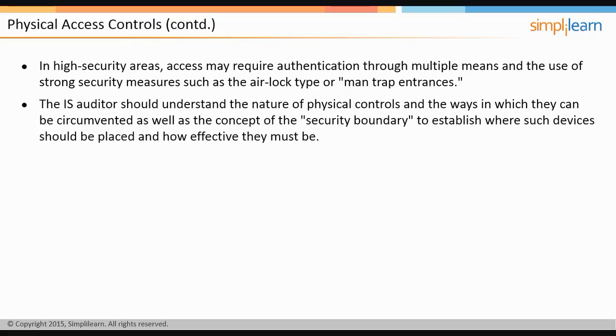The IS auditor should understand the nature of physical controls and the ways in which they can be circumvented, as well as the concept of the security boundary, to establish where such devices should be placed and how effective they must be. Main areas covered here are physical access controls and exposures. Physical access controls and exposures is our main focus in the next screen.